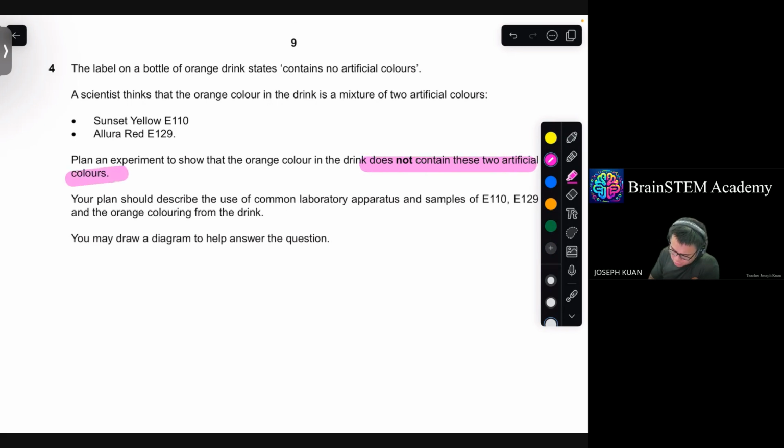Your plan should describe the use of common laboratory apparatus and samples of E110, E129, and the orange coloring from the drink. You may draw a diagram to help answer the question.